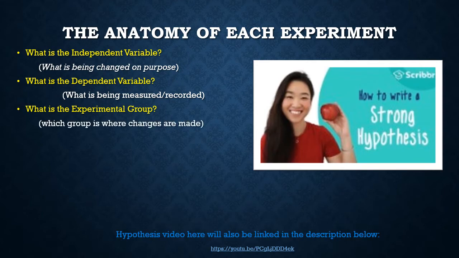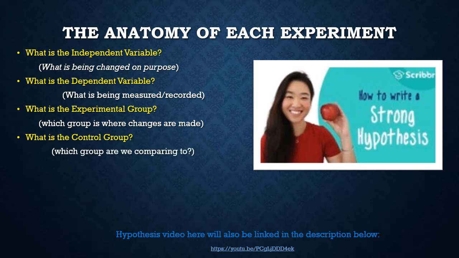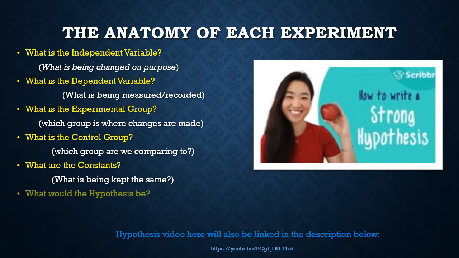What is the experimental group? That is the group where the changes are made, the group we're most curious about. That's being compared to the control group, the group we just generally use as a basis for comparison. Constants are things that must be held the same between all the various trials that are run.